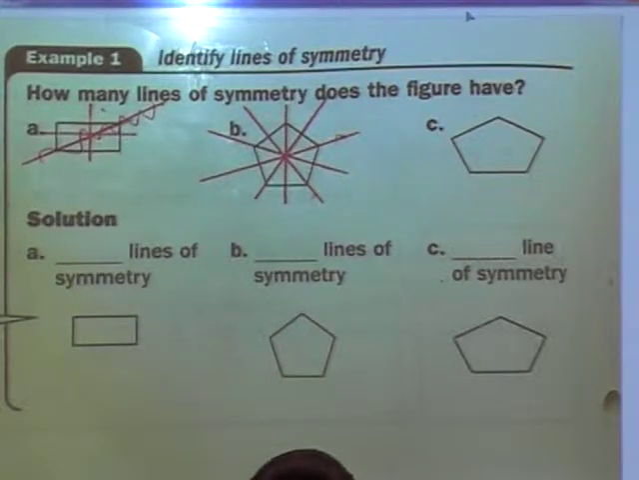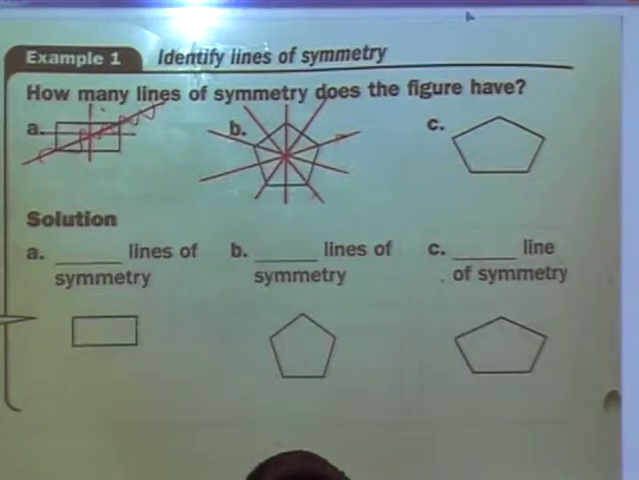So, in an equilateral triangle or figure, in this case an equilateral pentagon, you have as many lines of symmetry as there are vertices. You can see if that's true for all the figures.